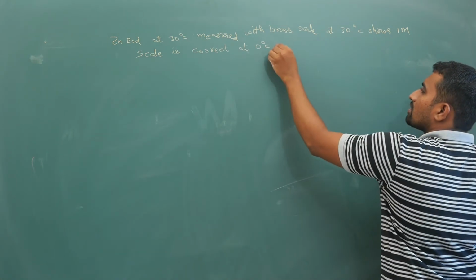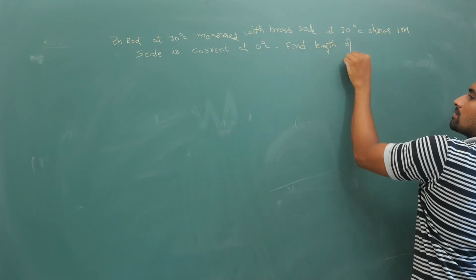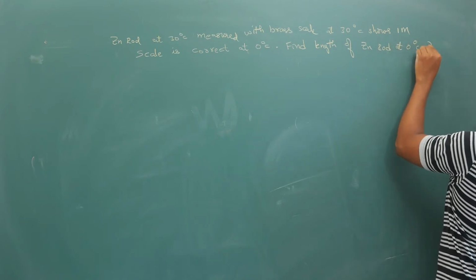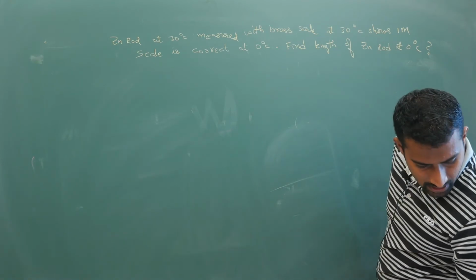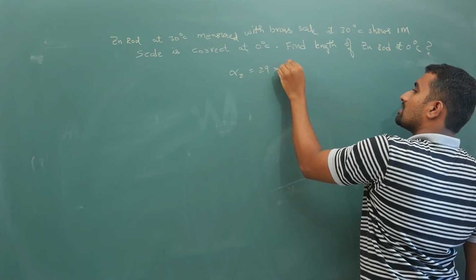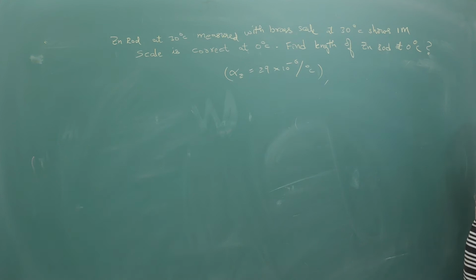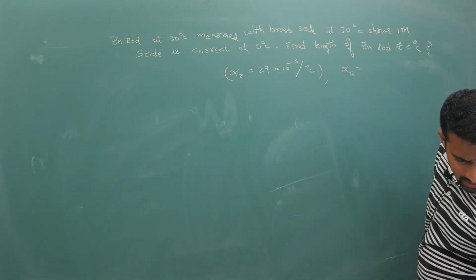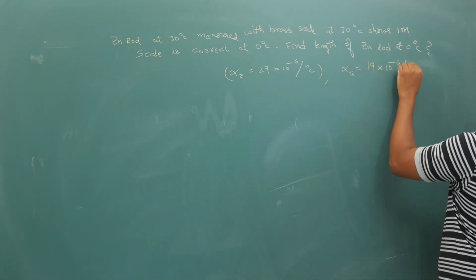What is the true length of zinc at 0? Find the length of the zinc rod at 0 degrees centigrade. That is your question. And your alpha of zinc is 29 into 10 power minus 6 per degree centigrade, and you are given alpha of brass as 19 into 10 power minus 6 per degree centigrade.